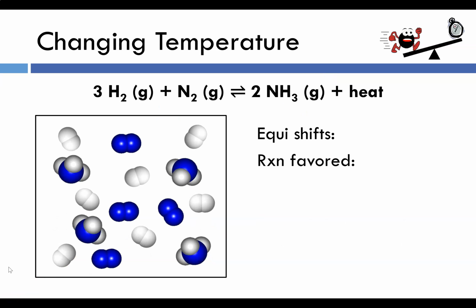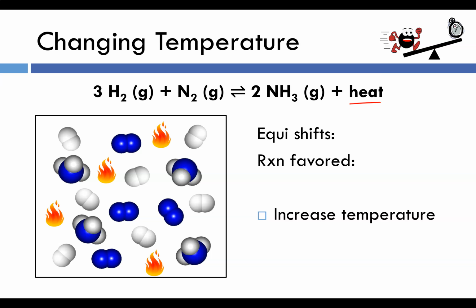A system that has established equilibrium can also be stressed by changing the temperature. So we've got to pay attention in this case to where the heat term is. Let's say we increase the temperature. You can almost think about heat as being, in this case, a product. I've added heat, so in a sense, I've increased the concentration of heat. The system is going to want to respond to use up that additional heat. It's going to favor the endothermic reaction, which in this case is the reverse reaction.